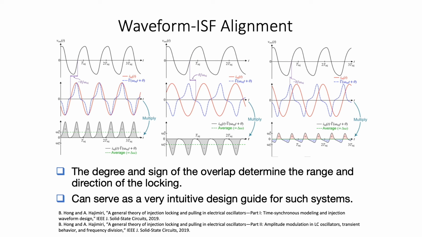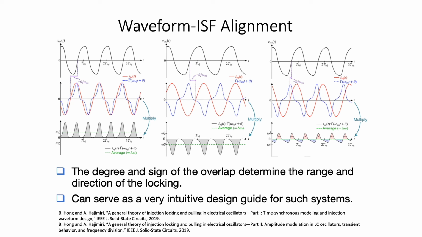Now, in the case on the left-hand side, you're injecting above the oscillation frequency. In this case, to maintain that phase shift, the oscillator has to have a product of the ISF, or the scaled ISF, and the injection current that's positive at all times. And you can see the locking has to happen in steady state so that this product is large and positive all the time.